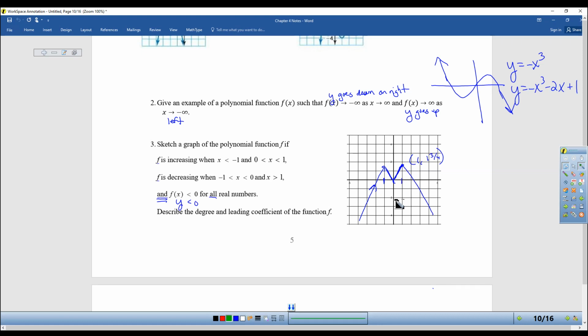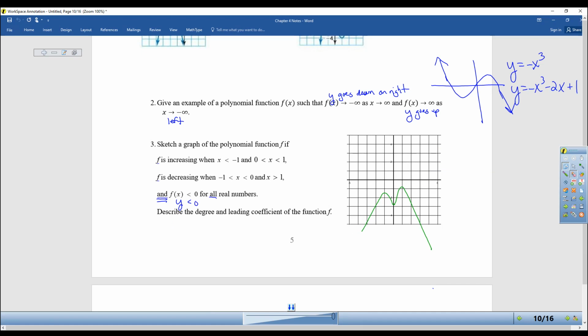I can move my graph down. I can still have it be increasing and then decreasing and then increasing. I don't even have to make it so symmetric. And then increasing, and then decreasing. So I did the same thing. I increased until I got to x is negative 1, and I increased again from 0 to 1. I decreased in those other two spots, but I made sure that my y was less than 0 for the whole thing. So that blue answer was wrong.